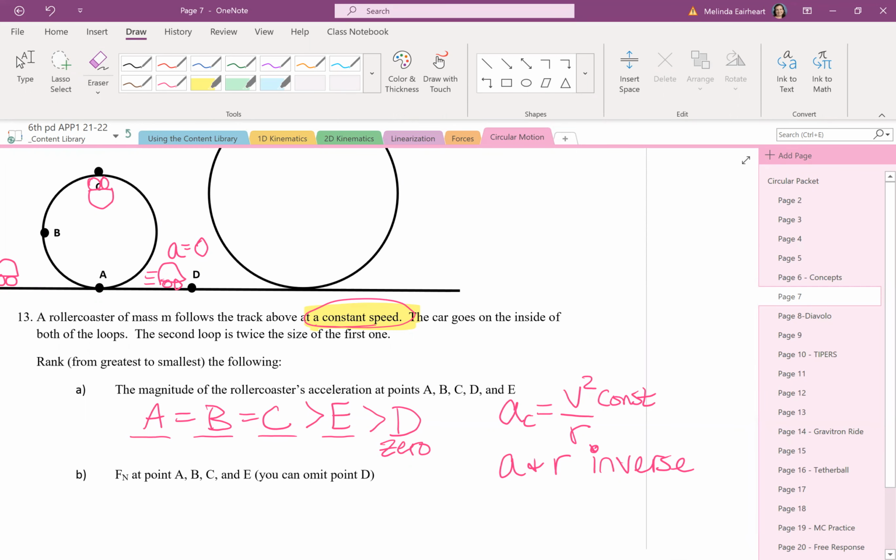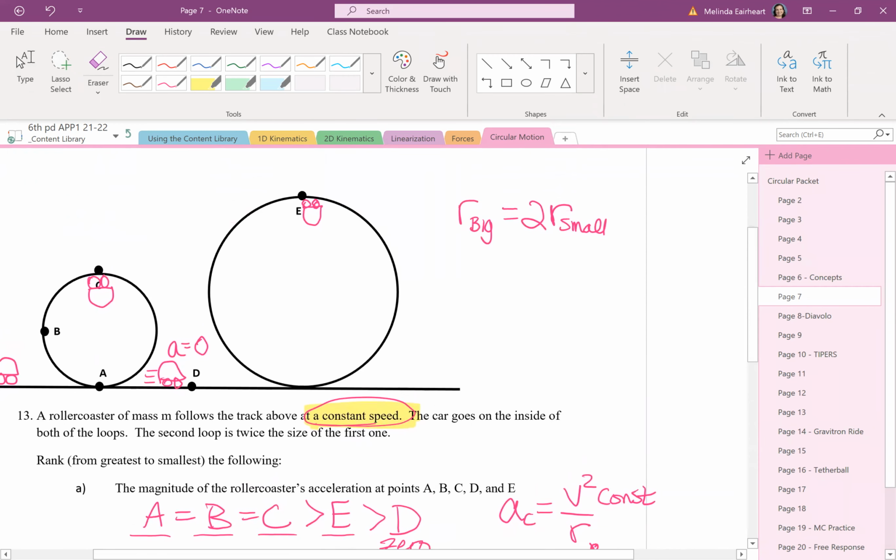Let me take it one step further. Notice in the equation, and we did this day 1, so maybe think back to day 1 or page 1, A and R, there's no squares, there's no square roots. So we made a statement up above that the big circle had twice the radius. Could we make a statement about the acceleration? The bigger the radius, the smaller the acceleration.